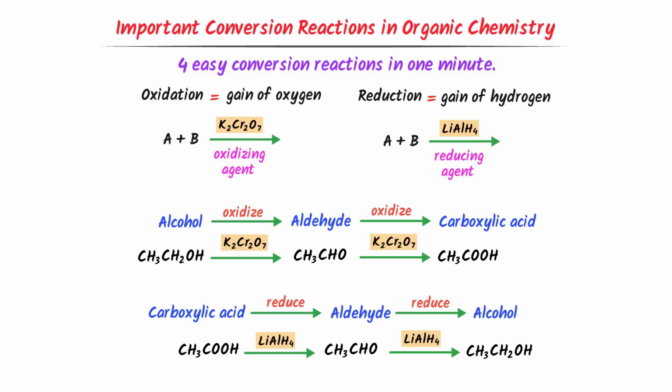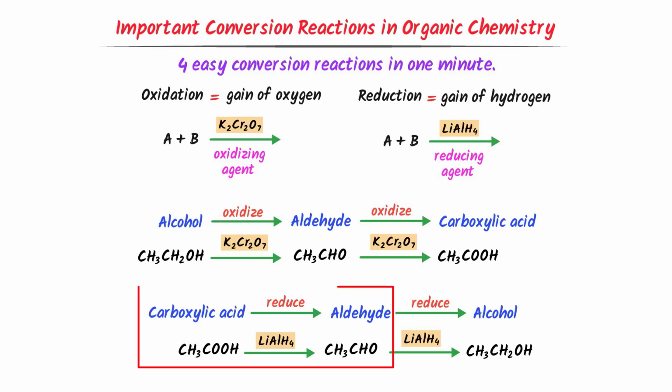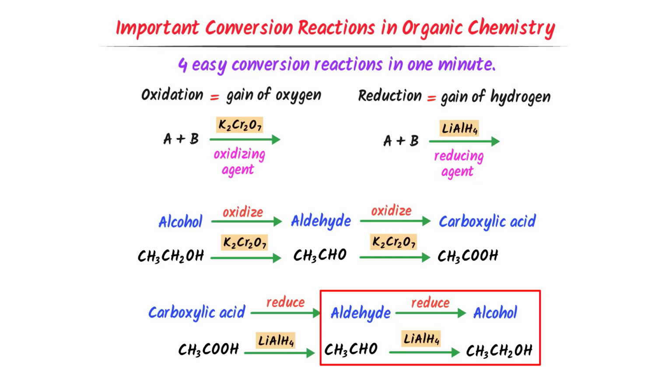Thus remember that if we oxidize alcohol, it will convert to aldehyde. If we oxidize aldehyde, it will convert to carboxylic acid. On the other hand, if we reduce carboxylic acid, it will convert to aldehyde. If we reduce aldehyde, it will convert to alcohol.